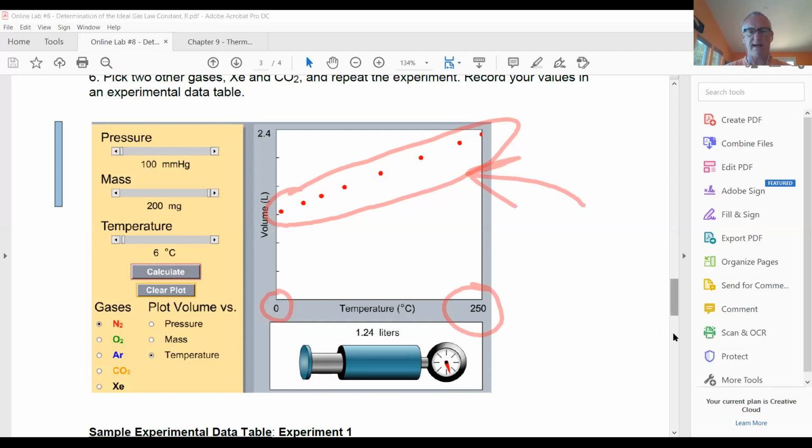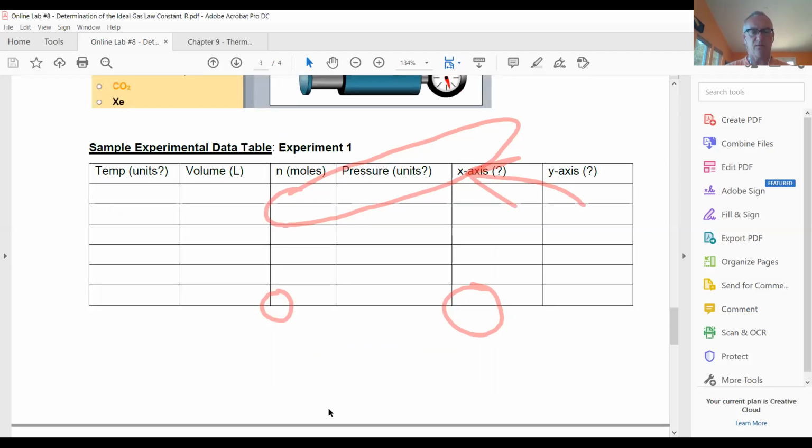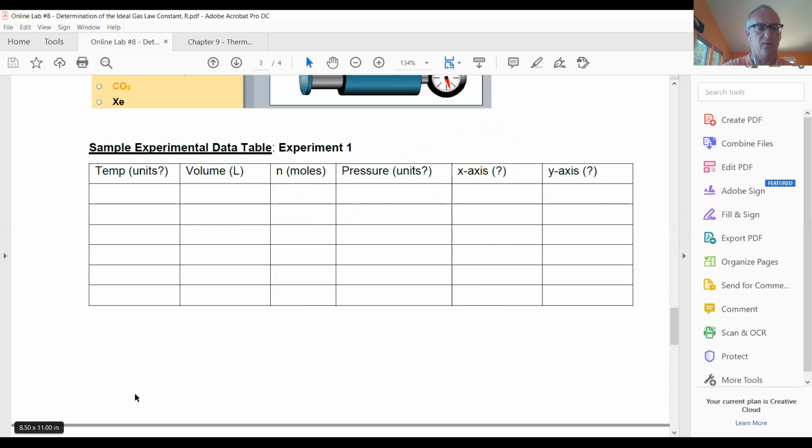a data table that looks like this. So they're the 4 different things you're going to be collecting. So you're going to be varying the temperature, you're going to be seeing the volume. Moles should stay constant, so it should be the same all the way down. Pressure should stay constant all the way down.